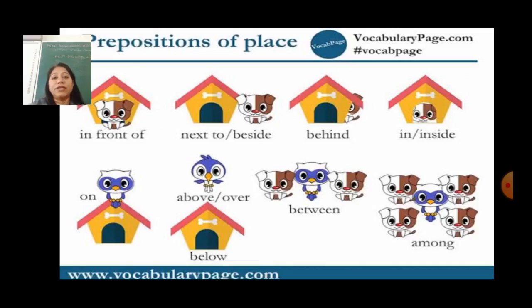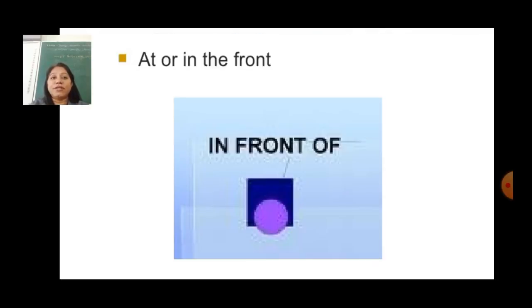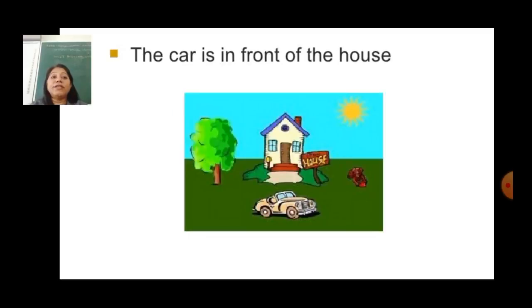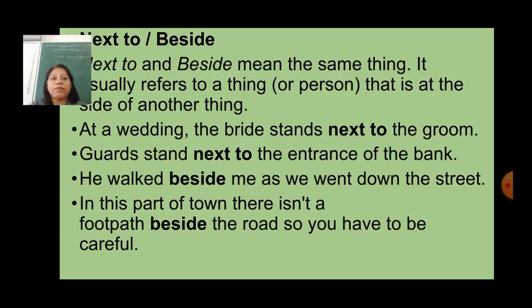Preposition of place: in front of, next to or beside, behind, inside, on, above, between, among. These are all prepositions of place. At or in front of. In front of means, you can see that the ball is in front of the box. The car is in front of the house.